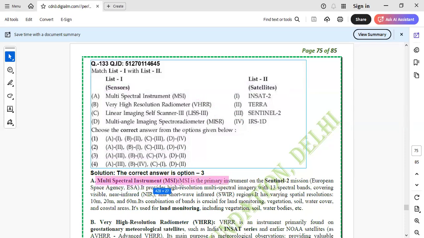Multispectral instrument MSI is the primary instrument of the Sentinel-2 mission of the European Space Agency, ESA. It provides high resolution multispectral imagery with 13 spectral bands, covering visible and near infrared and short wave infrared regions. It has a varying spatial resolution of 10, 20 and 60 meters, and the combination of bands is crucial for land monitoring, vegetation, soil, water cover, and coastal areas.